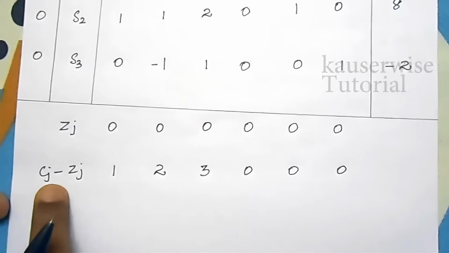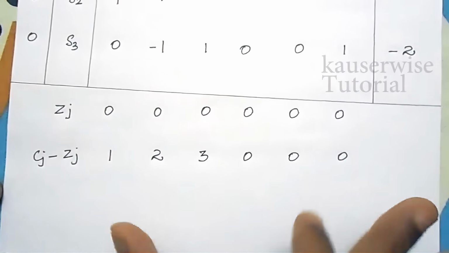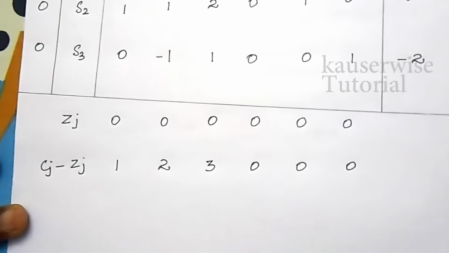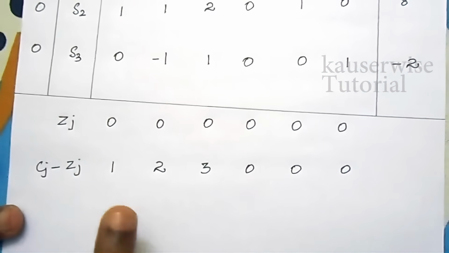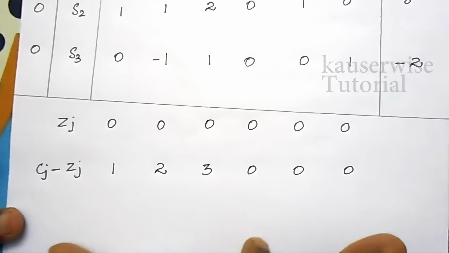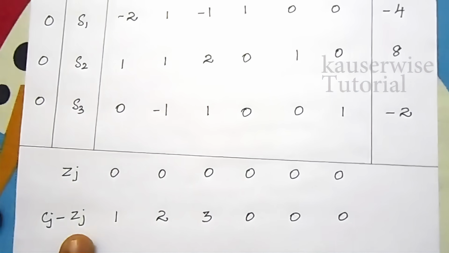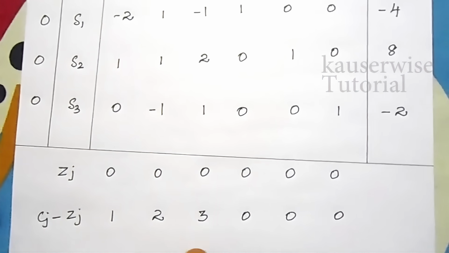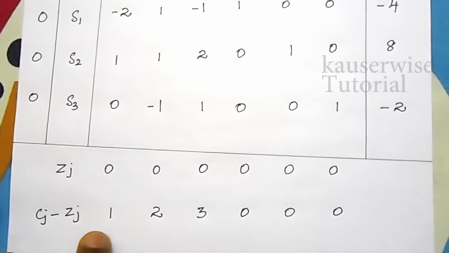Look at the Cj minus Zj values. All the values are positive values. For the minimization problem, the Cj minus Zj value must be 0 or greater than 0. That is, we need to have positive values only. Then the problem is optimal. If we get any negative value in the Cj minus Zj, then we cannot apply the dual simplex method. So in this problem, we have got positive values, so this problem is optimal.